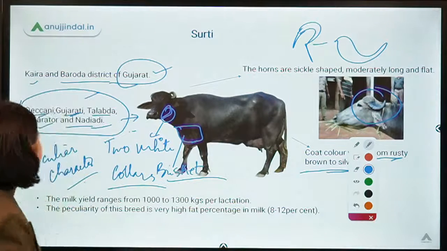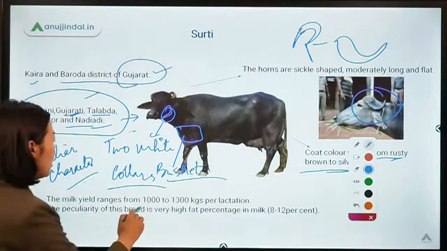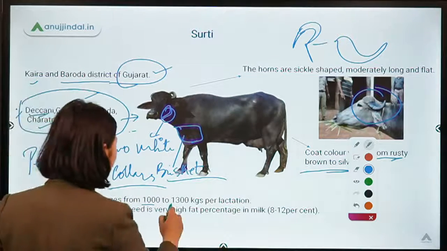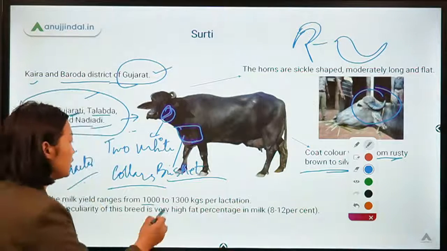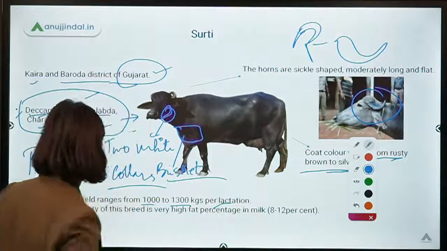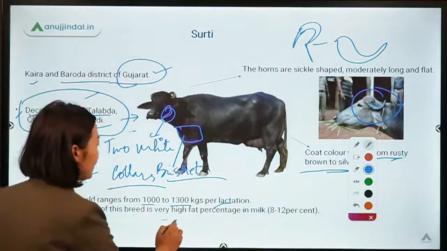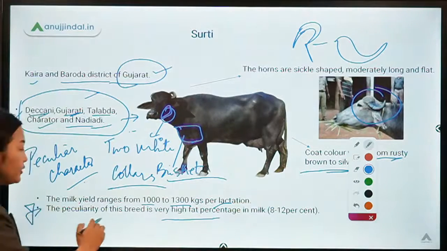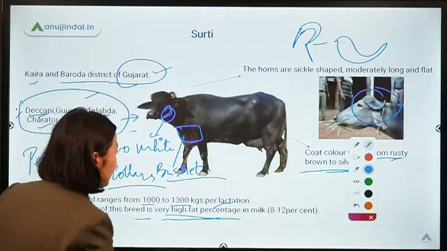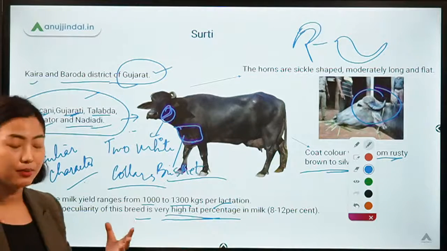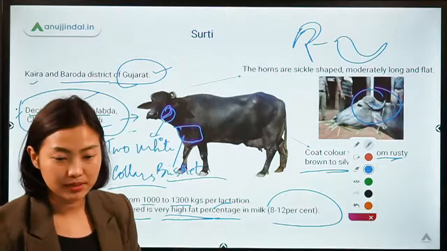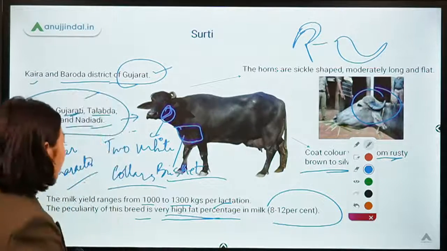Okay, now moving on. The milk yield ranges from 1,000 to 1,300 kilos per lactation. And the peculiarity of this breed is the very high fat percentage in milk. So guys, this points out the peculiarity of the breed, because the fat percentage is very high, around 8 to 12%. Okay, so this is very important, guys.